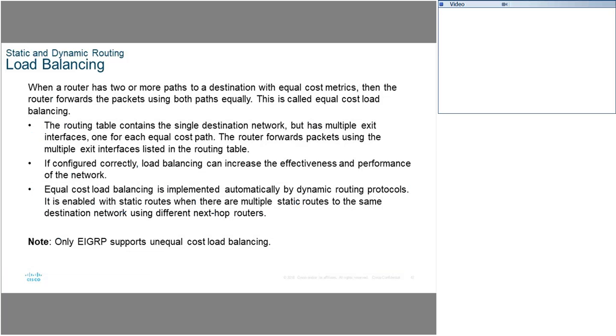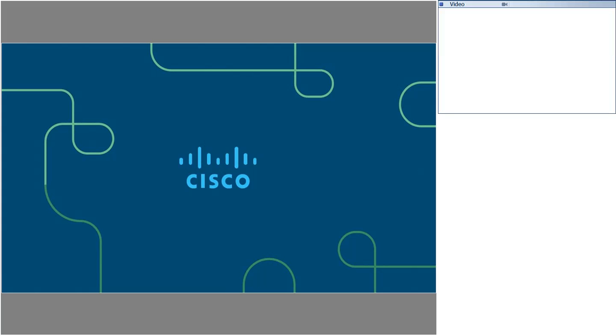So load balancing: if I have equal costs to reach the same destination, well, then why not share the load? Hey, I'll send one packet this way, the next packet that way, this one, that one, this one, that one. And so I can balance the load to get to that destination. If they are unequal cost, the only routing protocol that supports that is EIGRP, and we don't learn about EIGRP. So for OSPF, they would have to be equal in cost before it would put both entries in the routing table.